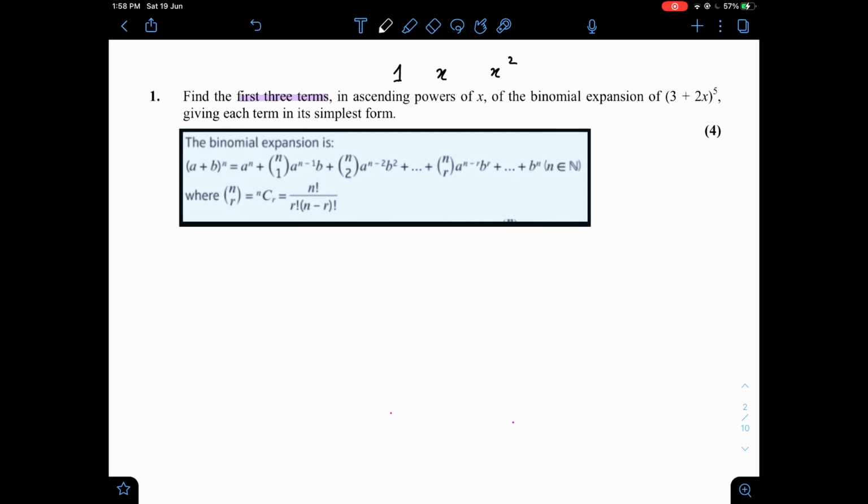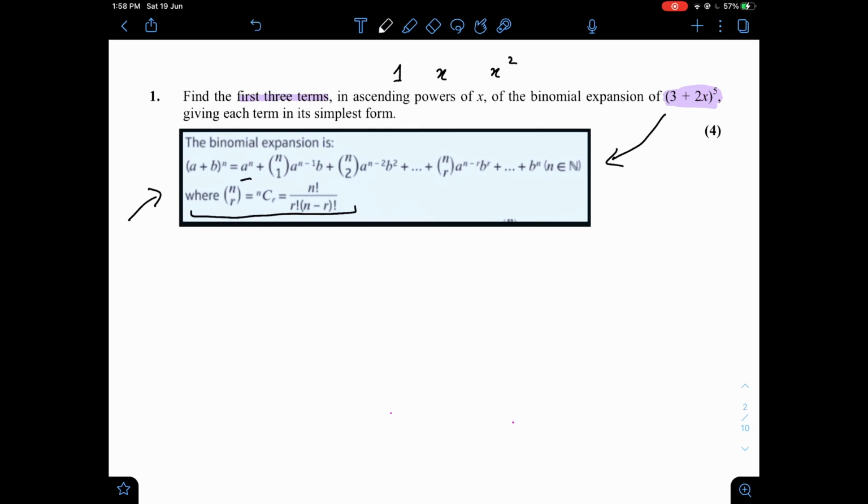So just to remind you what the binomial expansion looks like, it would be this over here: (a + b)^n equals a^n plus nC1 a^(n-1) b, and so on, and we've also been shown what that would mean. So how do we apply it to the question at hand? The question is (3 + 2x)^5, so all we do is substitute these numbers into this equation over here.